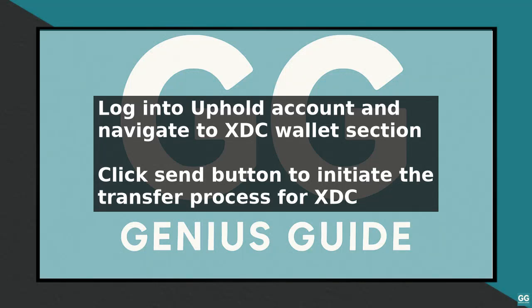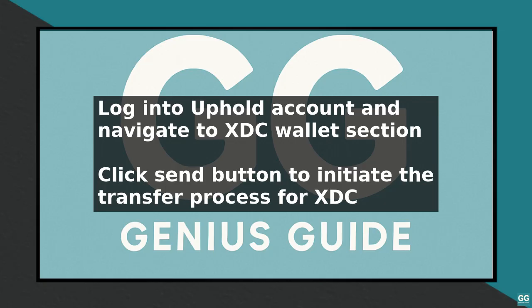To transfer Xdc from Uphold, start by logging into your Uphold account and navigating to the Xdc Wallet section. Once you are in the Xdc Wallet, click on the Send button to initiate the transfer process. Next, you will need to enter the recipient's Xdc wallet address.